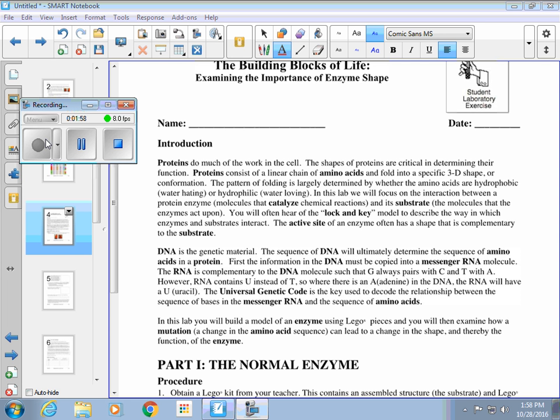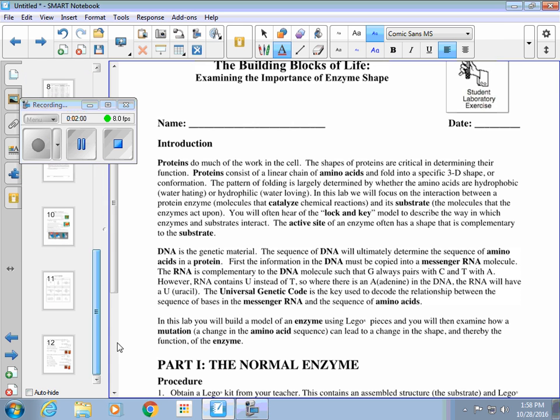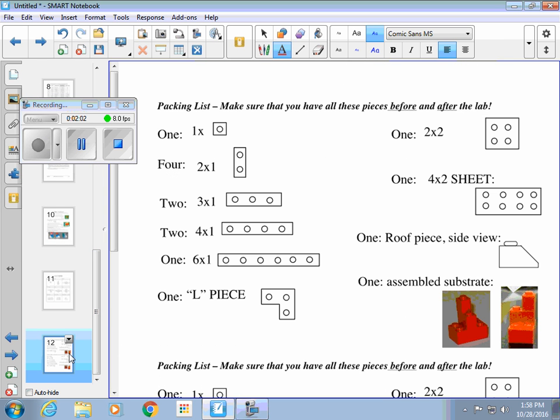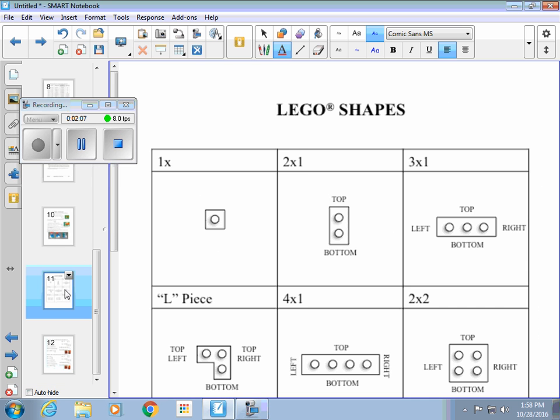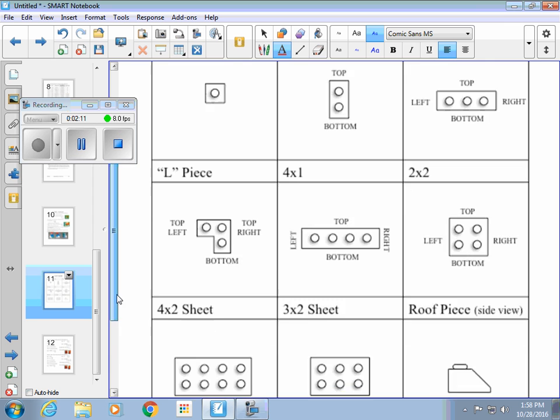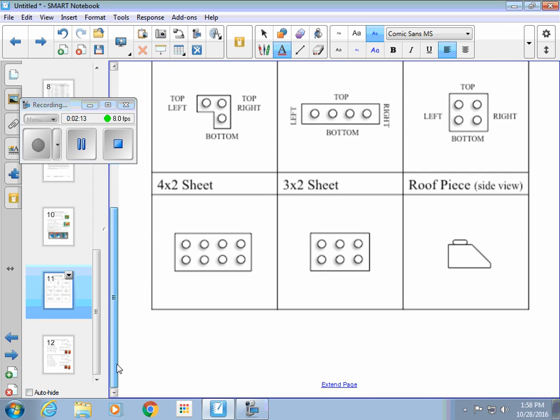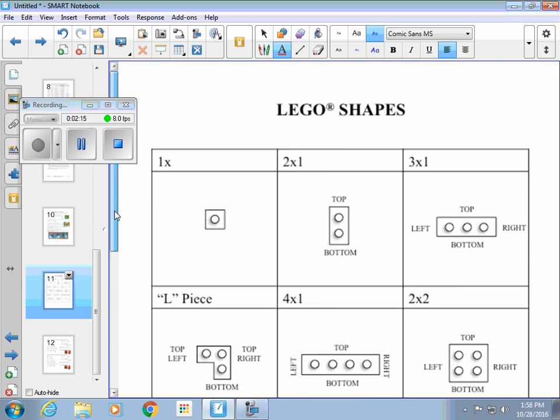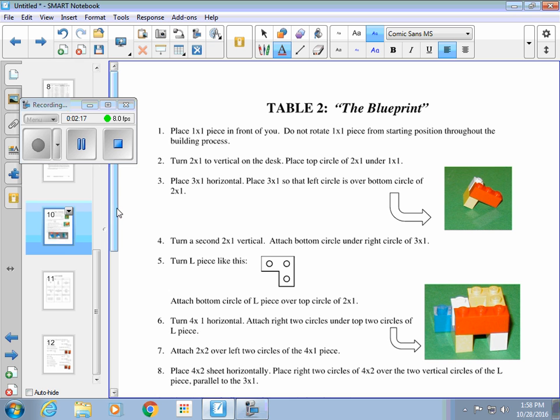colored sheets of cardstock. You should have one that looks like this. It's a packing list. You should have one that explains the shapes of the Legos. If you are not a master builder, this will be helpful to you. And you will also have a sheet called the blueprint. This will come in very handy when you are building your enzyme.